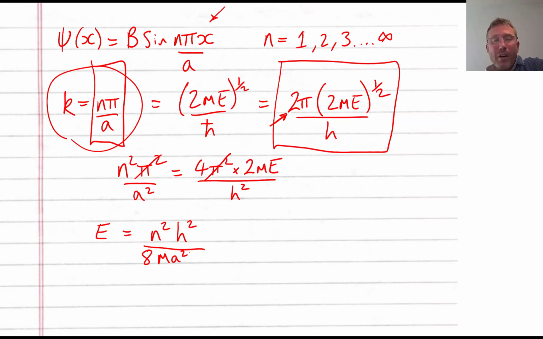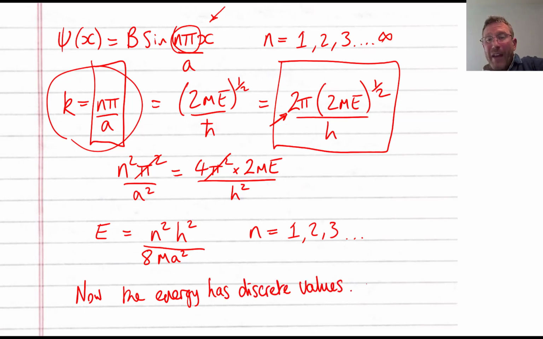Now we've actually quantized our energies, because of the boundary conditions that led to this integer n being included because of this pi term up here. So n is equal to 1, 2, 3, and so on. The point here is that now the energy has discrete values. Because n leads to these quantized discrete values, we say that n is a quantum number.